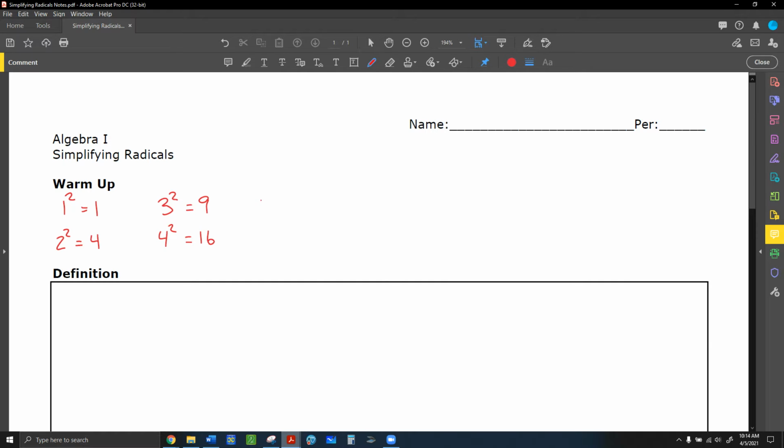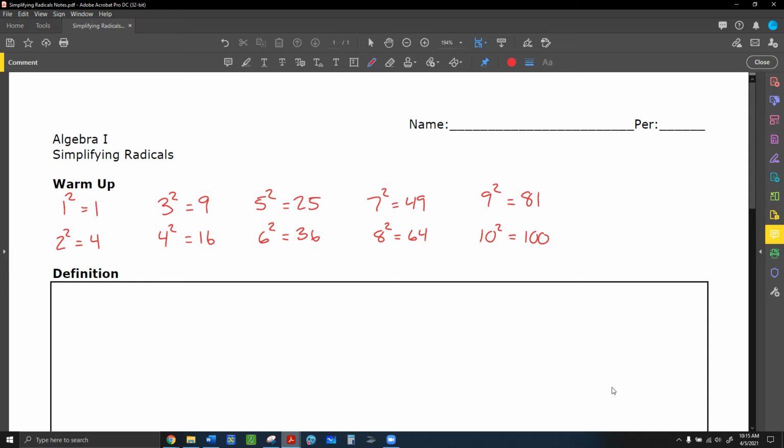The next perfect square is 5 squared. 5 times itself 2 times, 25. 6 squared, 6 times 6 is 36. 7 squared, 7 times 7 is 49. 8 squared, 8 times 8 is 64. 9 squared, or 9 times 9 is 81. And last but not least, 10 squared, or 10 times 10 is 100.